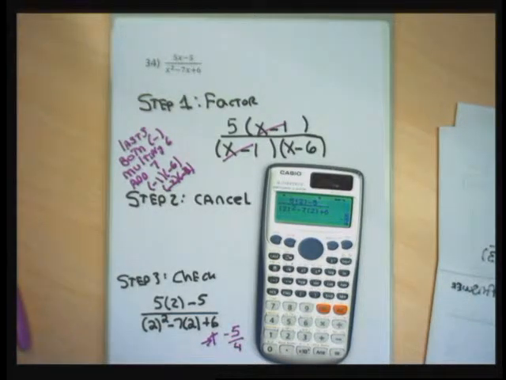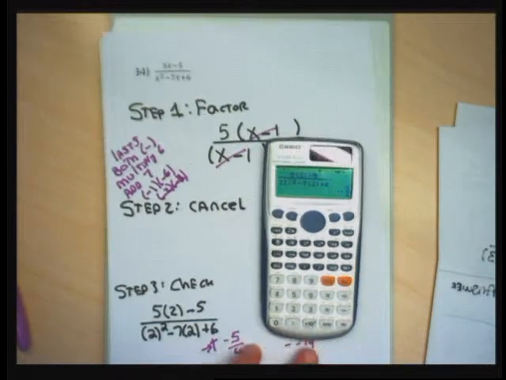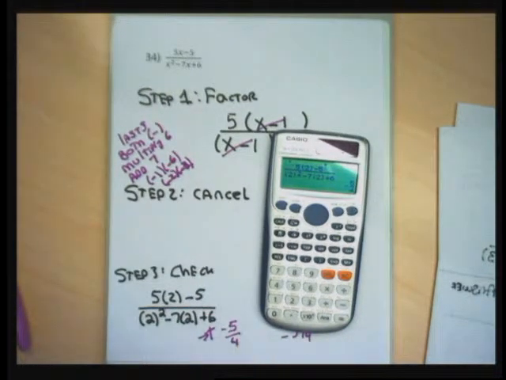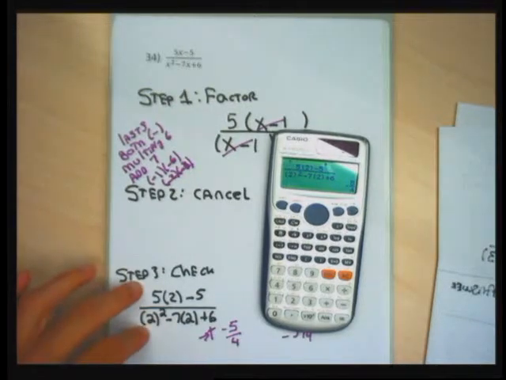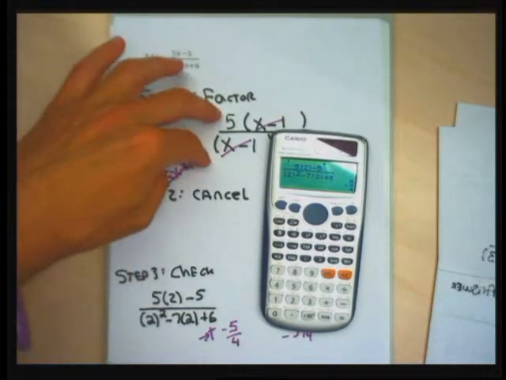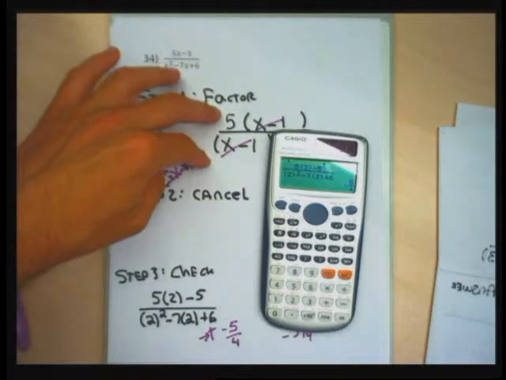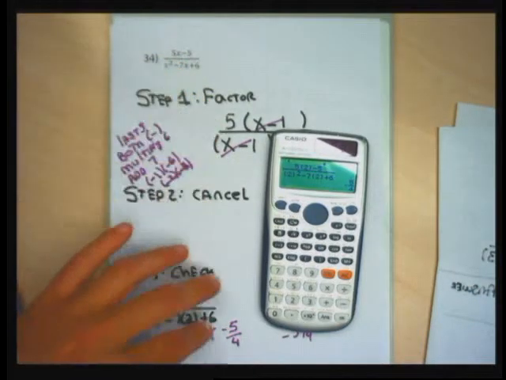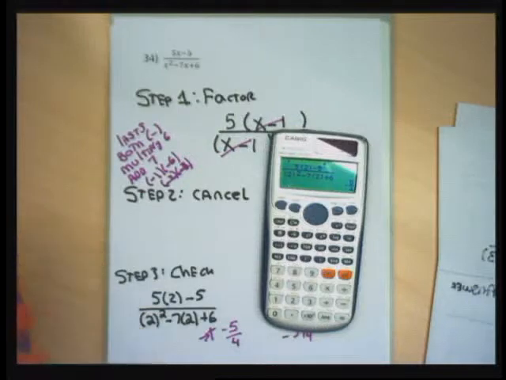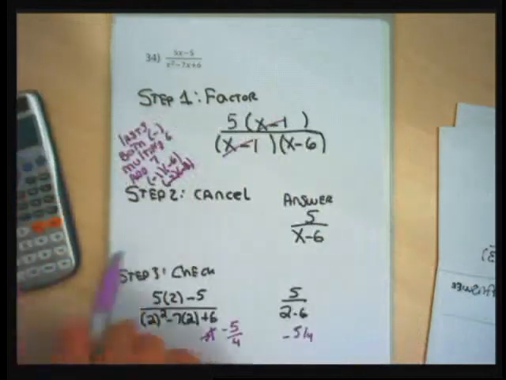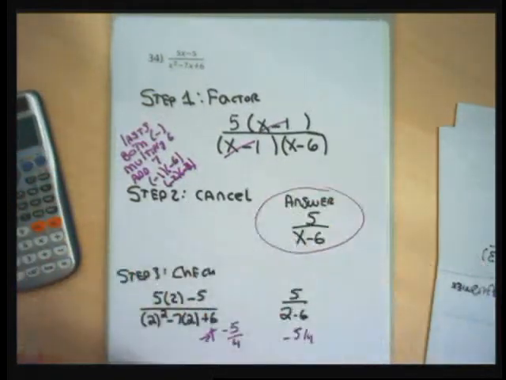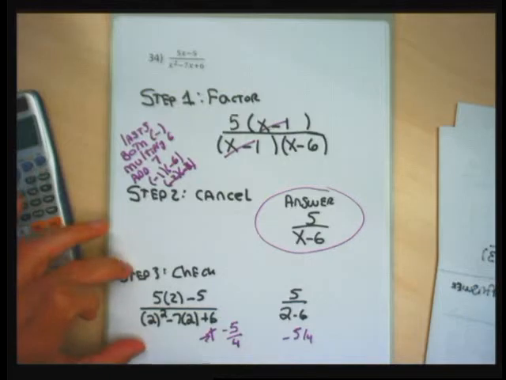So when I get a mistake down here in my checking, I have two choices. Either I screwed up with my checking, or I screwed up with my factoring, and I knew that my factoring was right, so I double checked my calculator work. I don't know what I entered wrong, but when you watch the video, you saw me mess up. So the answer is 5 over x minus 6. Step 3 is completely optional, but you can do it.